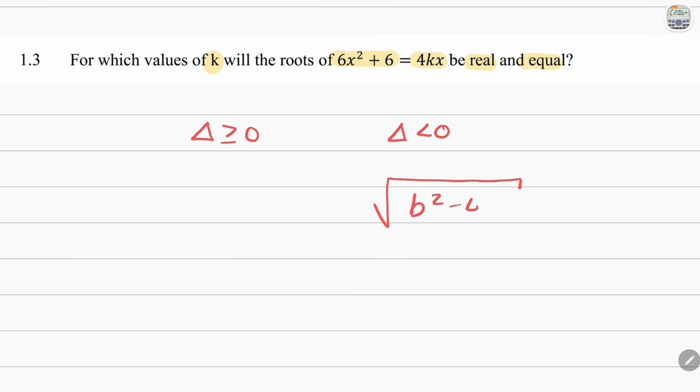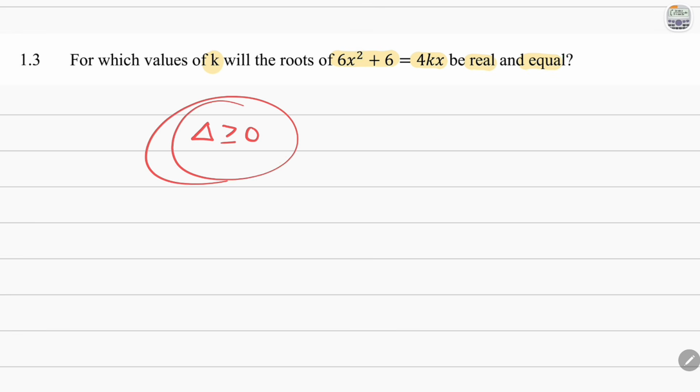That's the square root of b squared minus 4ac. So you're square rooting a negative number, which makes it non-real. Okay, so this is what we're looking for, right? For it to be real and equal. Now, for it to be equal, they didn't say unequal. So if we make it greater than 0, this will also include unequal roots. They want it to be real and equal. So we just need to make delta equal to 0. Okay, so the discriminant is equal to 0.